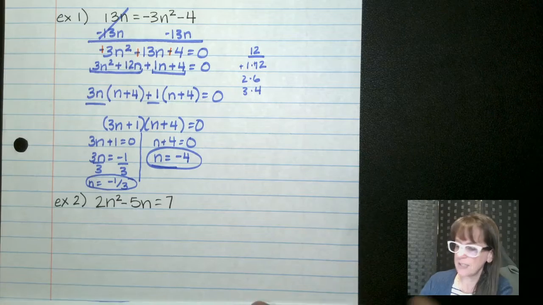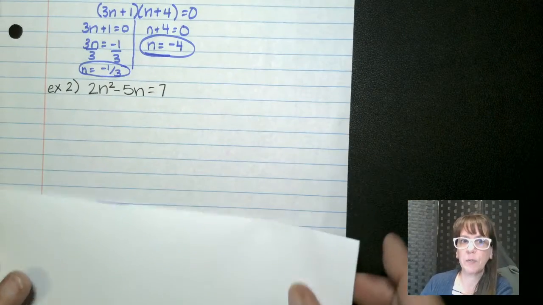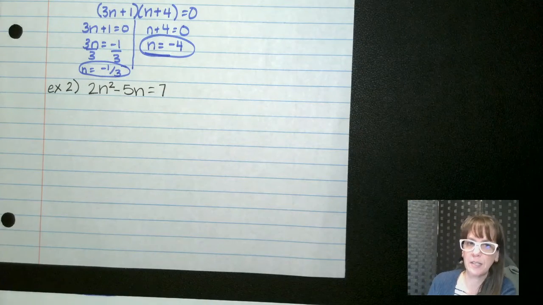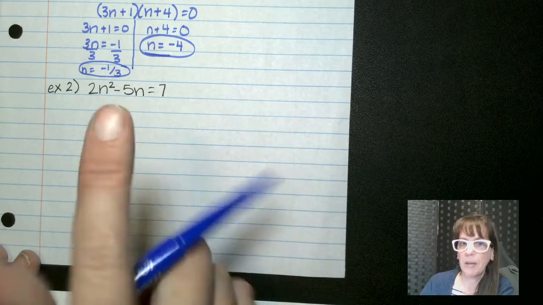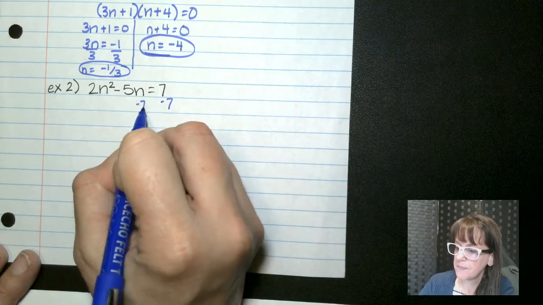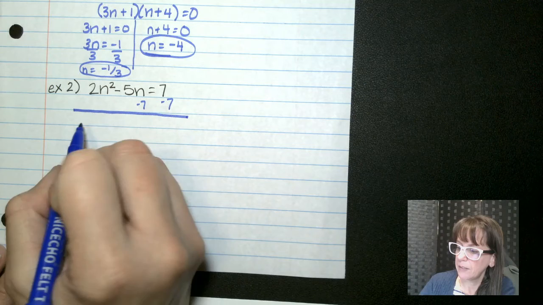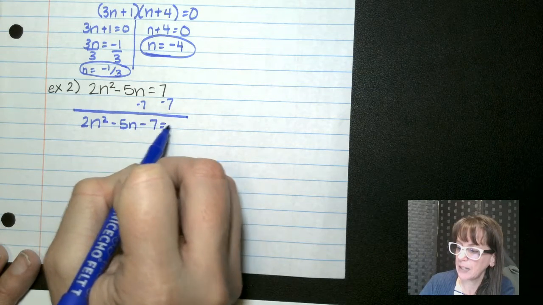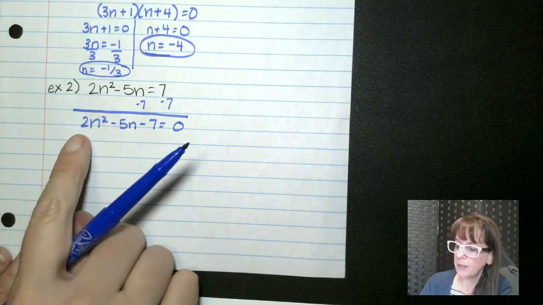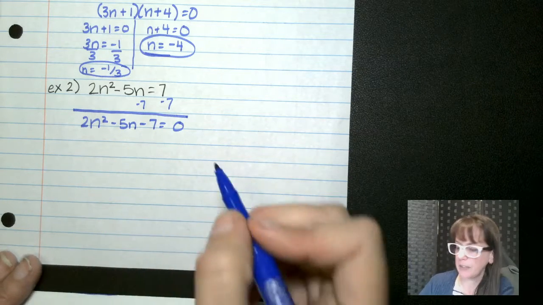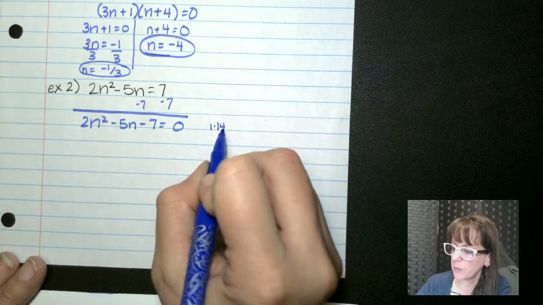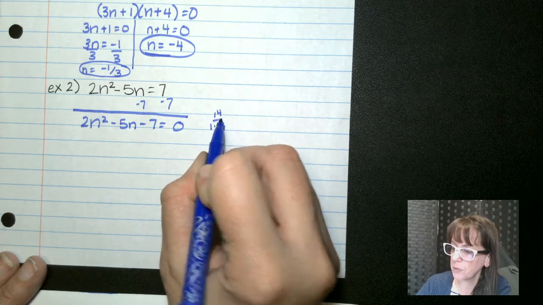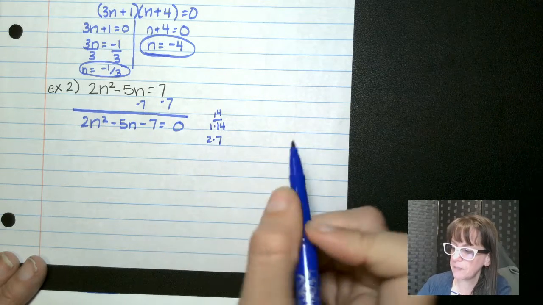Okay, let's look at this next example here. Same idea, we want to get everything onto the same side. So I'm going to minus 7 from both sides. So now I have 2n squared minus 5n minus 7 equals 0. Okay, I'm going to take 2 and 7 and multiply those together to get 14. So for 14, I get 1 times 14 and 2 times 7.